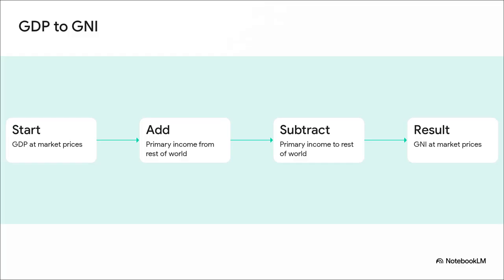Converting domestic figures to national figures is honestly just a matter of adding foreign income coming in and subtracting foreign income going out. Domestic means everything produced within our borders. National means the total income earned by our permanent residents, regardless of where they are in the world. So you take the GDP, add the factor income South Africans earn from the rest of the world, and then subtract the factor income foreigners earn inside South Africa. The result? Your gross national income.